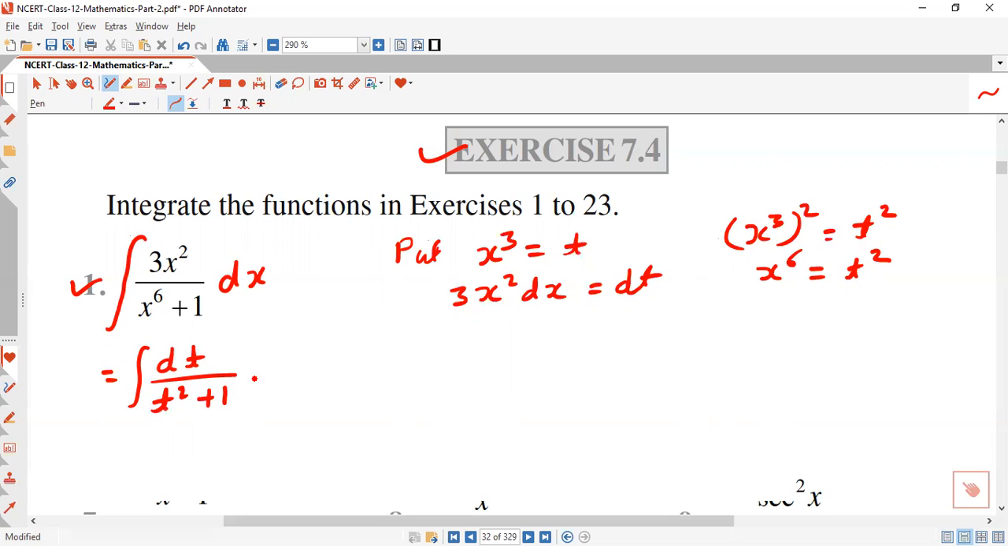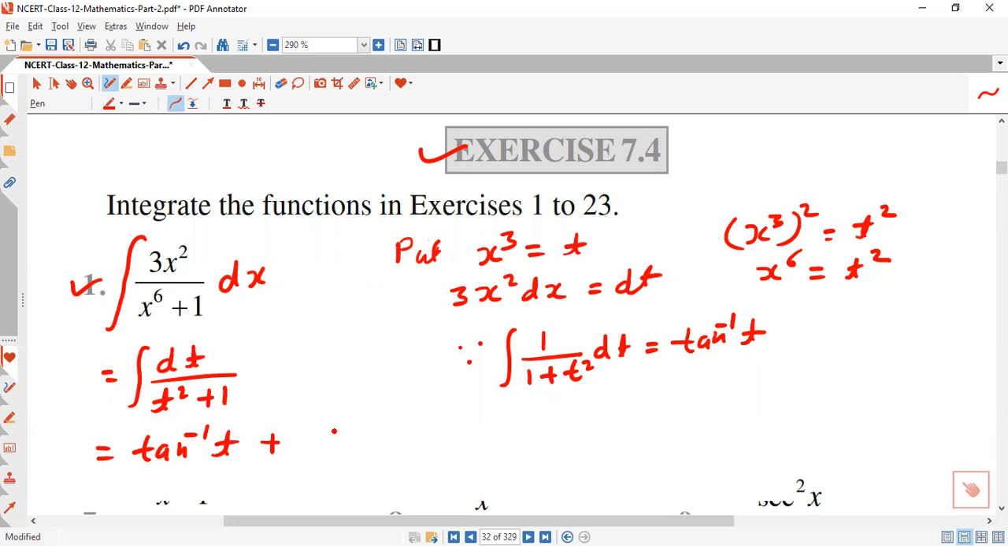Now this is a formula. I hope you know this formula very well: the integration of 1 upon 1 plus t square dt will be equal to tan inverse t. This is the direct formula basically. Now we use the formula, answer: tan inverse t plus some constant c.